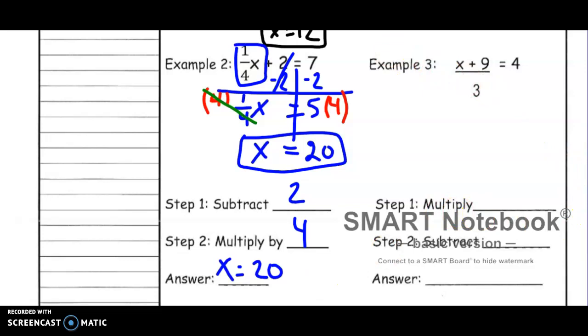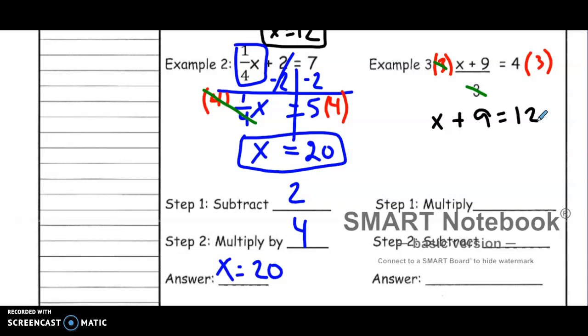Okay. Example 3. For example 3, this is a fraction. I have x plus 9 on the top, and I have 3 on the bottom. That's the part I want to try to get rid of first. How I can get rid of a fraction is to multiply both sides by that denominator number. So I'm going to multiply both sides of my equation by 3. 3 over 3 cancels. Now I have x plus 9, and 4 times 3 is 12. The reason I'm doing that is so that it will eliminate the fraction on the left side.